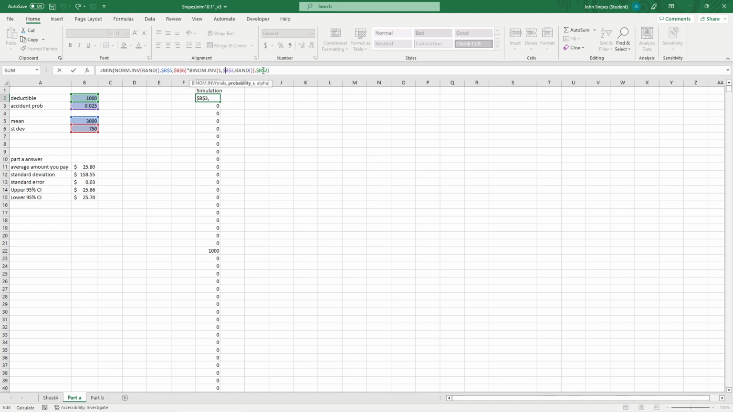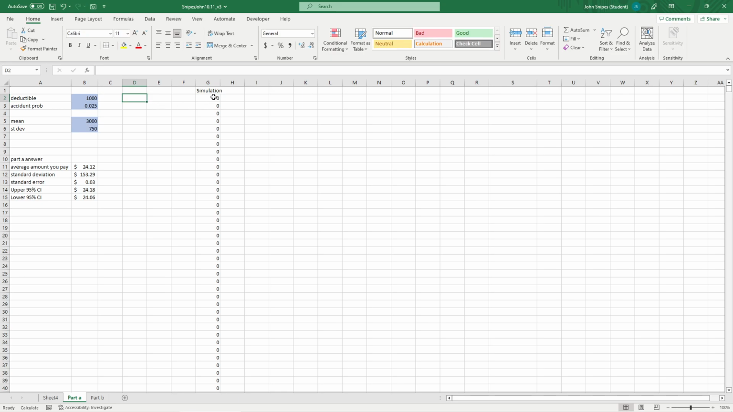And then in this case, we have a deductible, and the deductible is the most we would pay. So we put all of that into a minimum function as well. So it's going to tell you the minimum of your deductible or the amount you would pay if there's an accident. All right, and so we ran it 5,000 times, and that gives us, again, the average amount is 2412 with an upper confidence interval of 2418 or 2406 for a lower confidence interval.